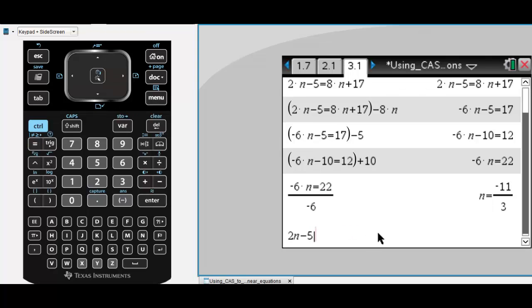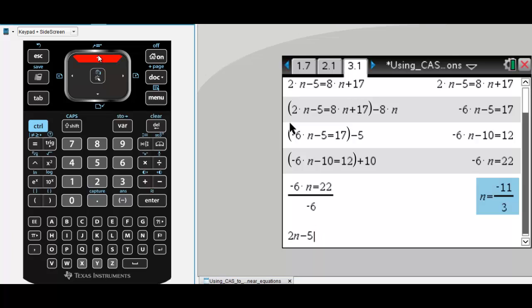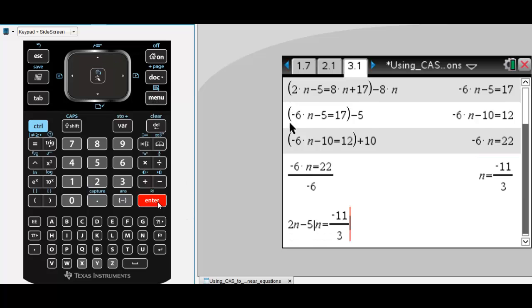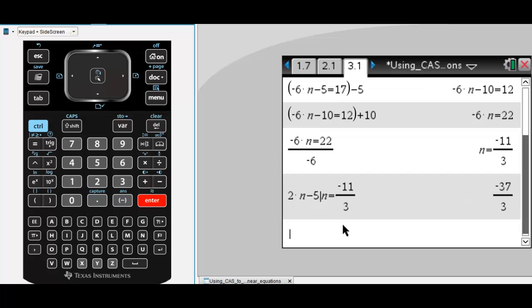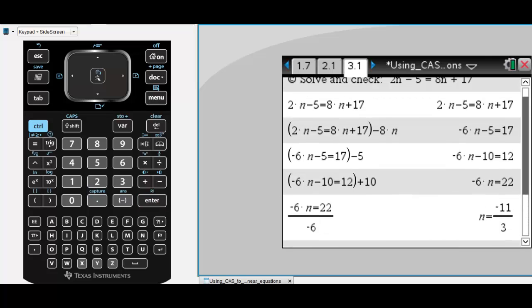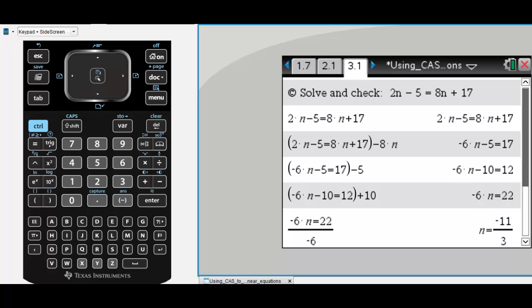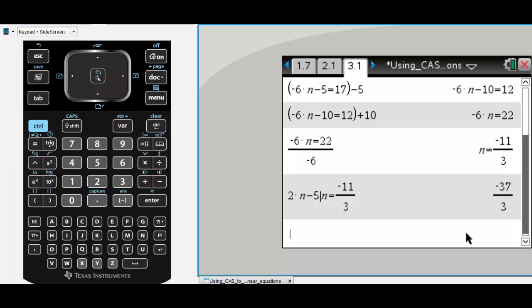And I'm going to go up and use the up arrow key to highlight the solution, n equals negative 11/3, and press enter. And what it does is it copies and pastes it down and says, evaluate this expression such that n is this number. And I'll press enter. I'm getting negative 37/3 on the left side. The other side was 8n plus 17. So I'm going to type 8n plus 17.